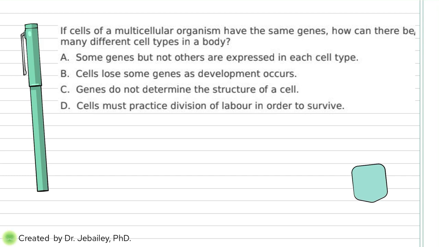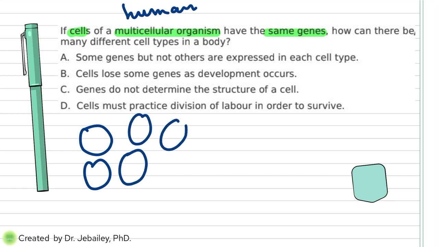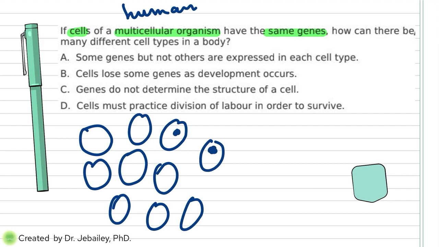cell types in the body? Now, let's read this again. It says, how cells of a multicellular organism, in this case, let's say, a human, because a human is made of a bunch of cells, right? How do cells of multicellular organisms have the same genes? So basically, this question is saying that these are a bunch of cells in your body, and all of these cells have the nucleus, right? And they're saying that all of these nuclei have the same genes.